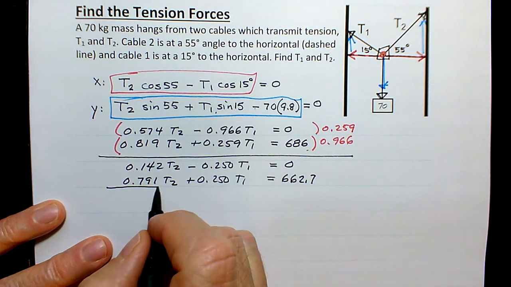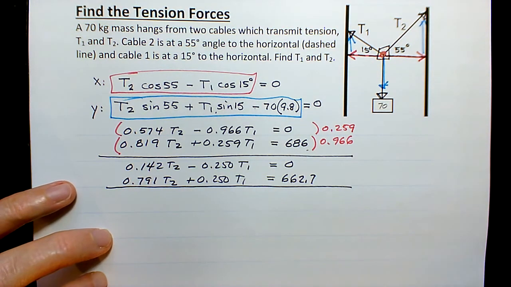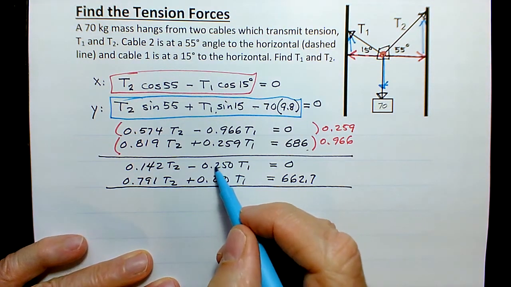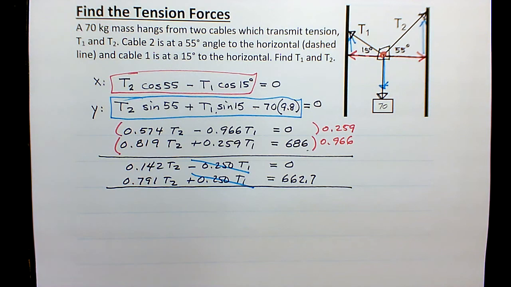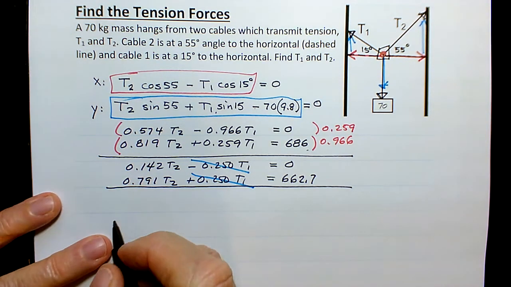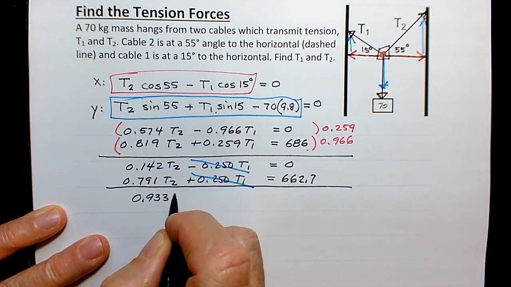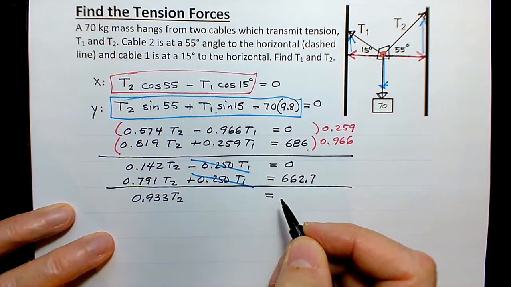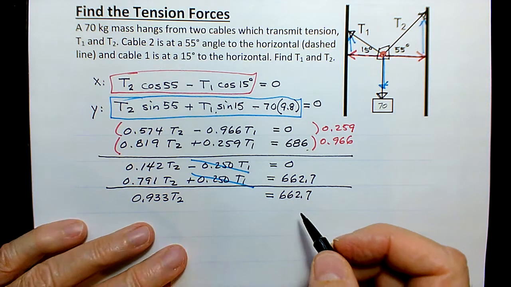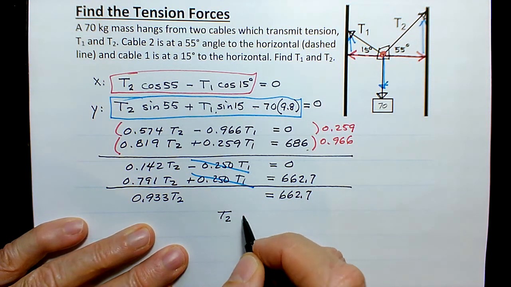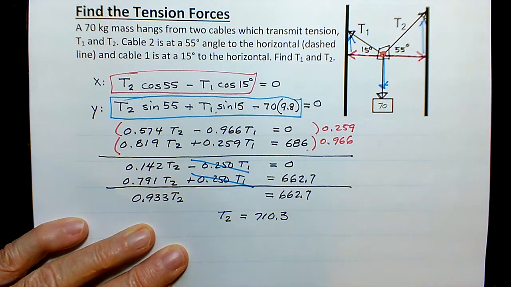Alright, so now we're ready to add the two equations. So as a result of what we've done, these two terms are going to cancel each other out. And we're going to solve for T2 first. Okay, so this gives me 0.933 T2 equals 662.7, and then I can divide and solve for T2. So T2 is 710.3.